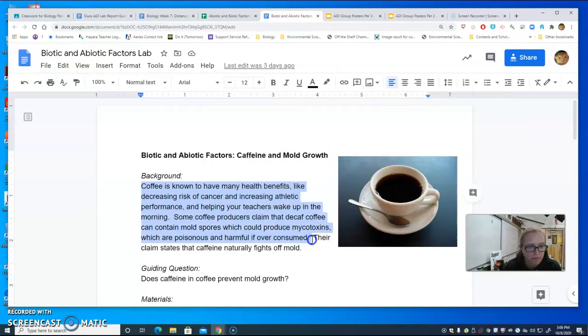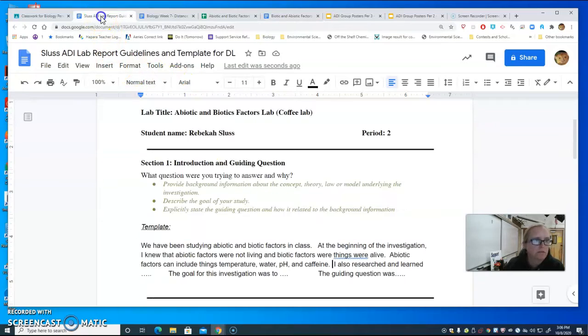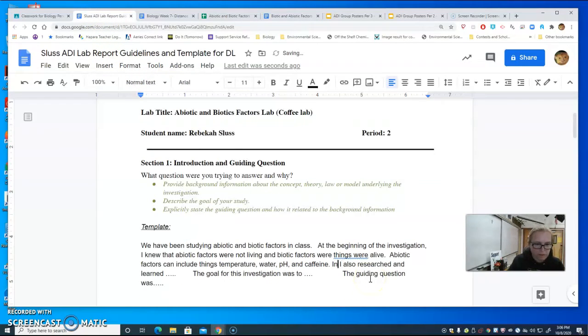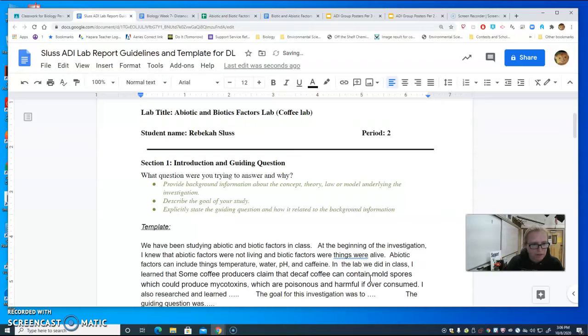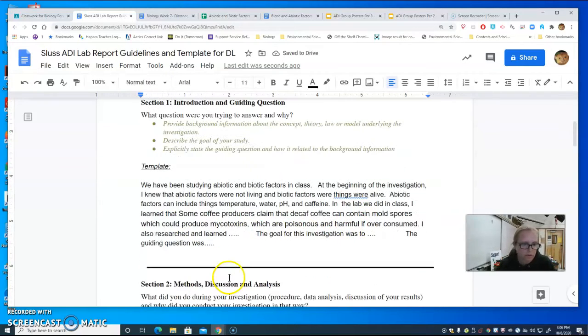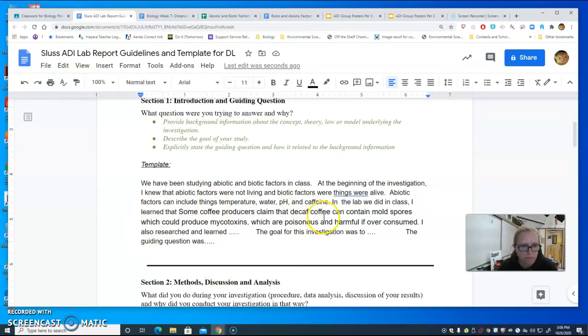Or some coffee producers claim that decaf coffee contains mold spores. Some say that caffeine naturally fights off mold. So in the lab, I know I type really loud. In class, I learned that some coffee producers claim that decaf coffee can contain mold spores, something like that.